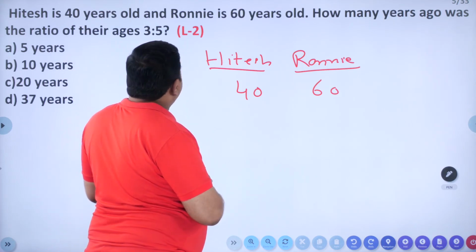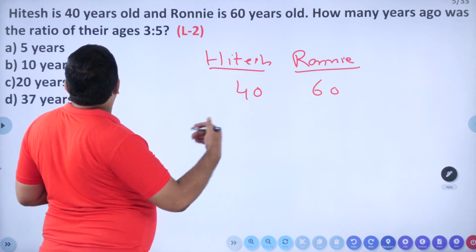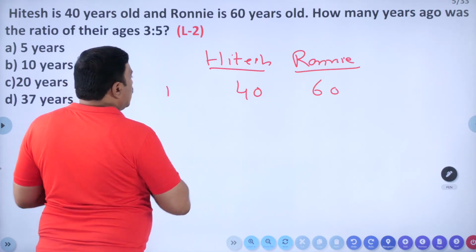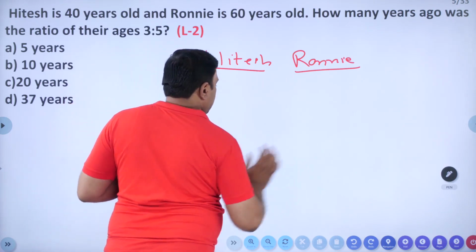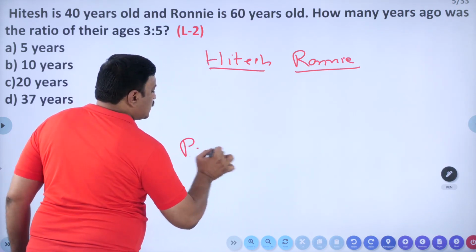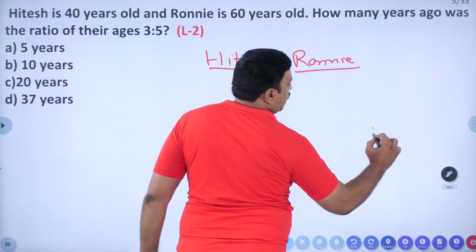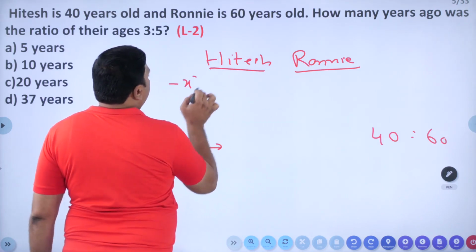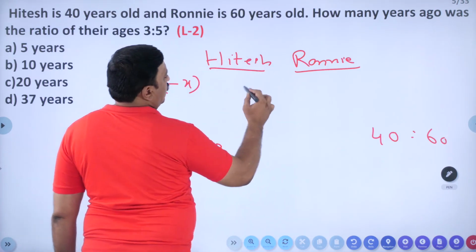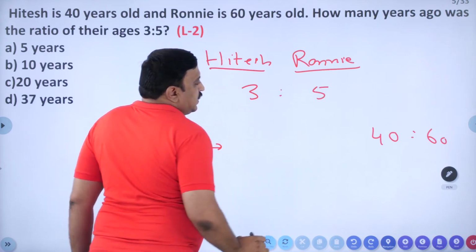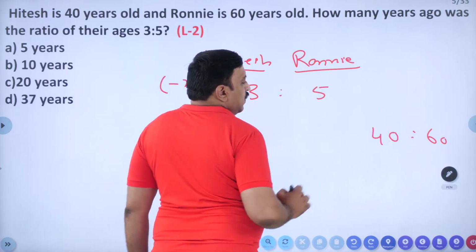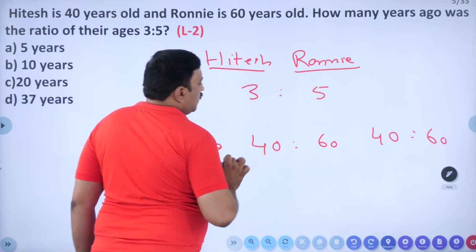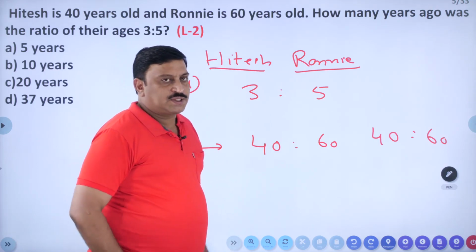Here, how many years ago was the ratio 3:5, but 40 and 60 are present. Okay, I will write this a little bit down because I need the previous one now. So 40 and 60, I will write here 40 and 60. But the ratio some X years back, how much was it? It was 3:5. You see, here it is 40 and 60. If you write the same thing here, 40:60.